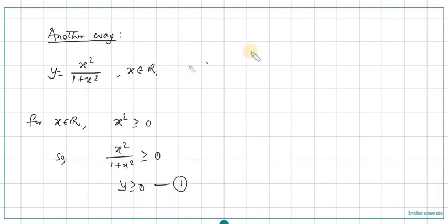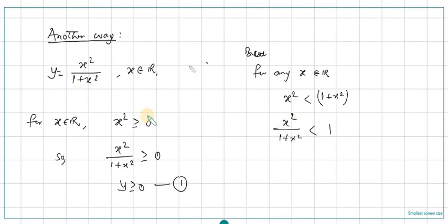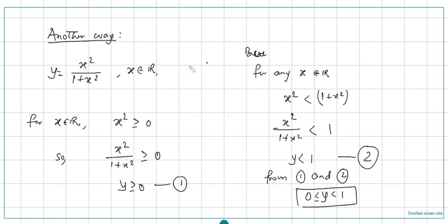This is the first thing. But also notice that for any x belongs to R, this x squared is always less than 1 plus x squared, because x squared is 1 less than 1 plus x squared. It means the denominator is always more than the numerator. In other words, if I divide this entire inequality by 1 plus x squared, I can write it as x squared over 1 plus x squared is less than 1. And this is exactly y. It means y is less than 1. So combining this first and second, from 1 and 2 we can write that y is lying between 0 and 1. And that is exactly what we got in the earlier method.